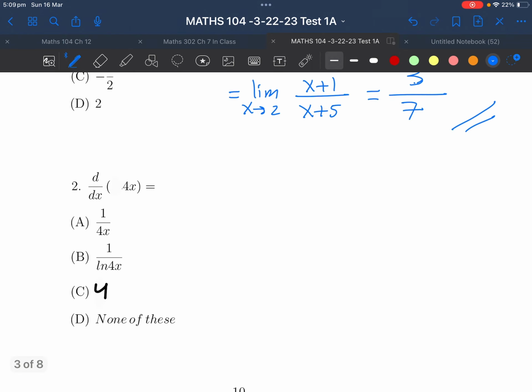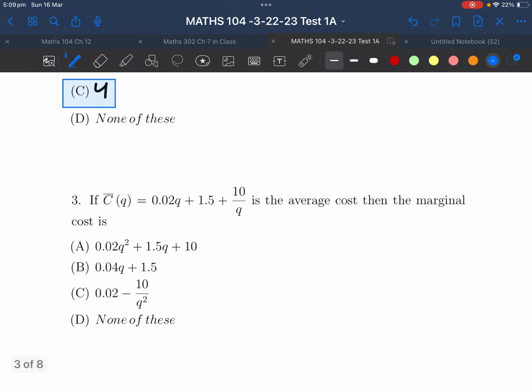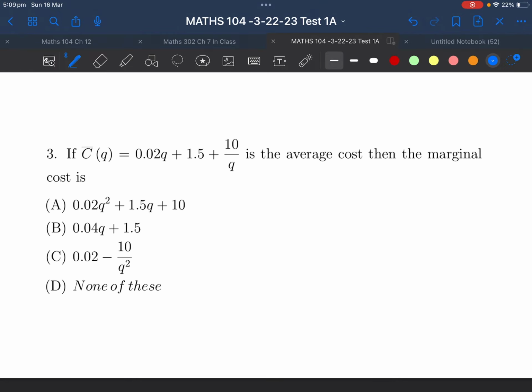Question 2. What is the derivative of 4x? The answer is very simple. It's just 4. Remember, the derivative of x is 1. The 4 will stay because it's with x. Let's go to the next question.